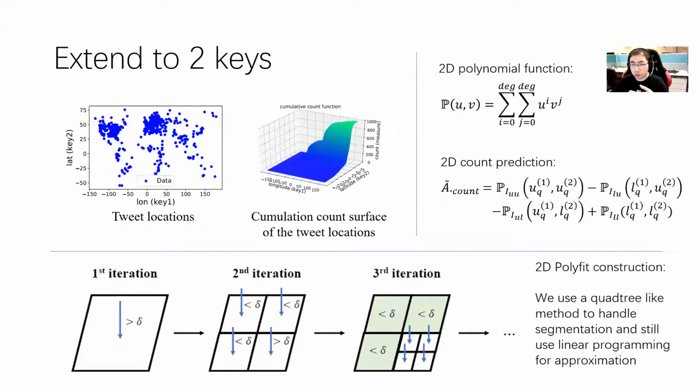Note that all of the previous discussion only focuses on single key range aggregate queries, which is what the existing learned index structures support. But in this work, we also extend our techniques to 2 keys using similar ideas. For example, we still use a polynomial function to approximate the cumulative surface, and then we use predictions from the functions to answer approximate range aggregate queries.